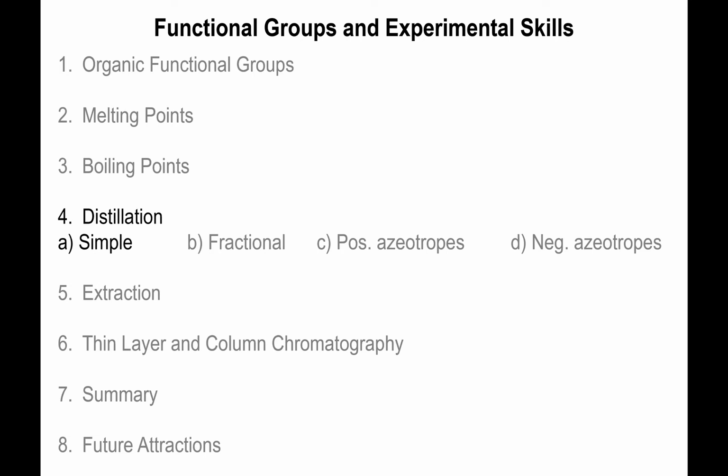Okay, now that we've discussed the trends in melting points and boiling points of substances, let's talk about some of the experimental setups that we use to exploit these differences in physical properties. And the first one we're going to talk about is distillation. And we'll start with simple distillation just to set up the premise of how this works.